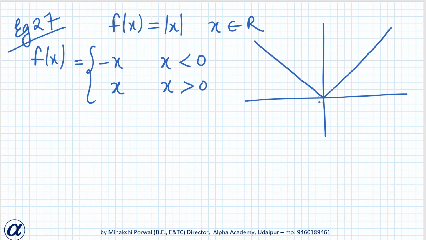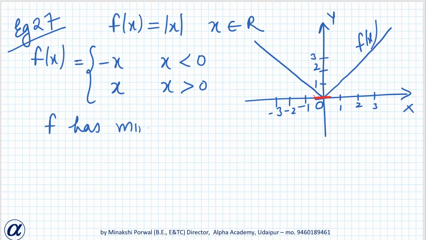f of x equals minus x, its graph will be this way. So it is 0, this is y, this is x, and all values 1, 2, 3 this way. It will vary to minus 1, minus 2, minus 3. Now here also we have to find the minimum value and maximum value. So the minimum value of function f of x is at this point. So this is the minimum value. So f has minimum value 0.